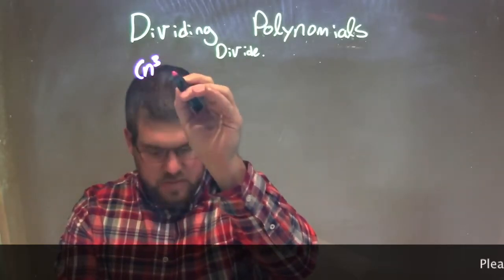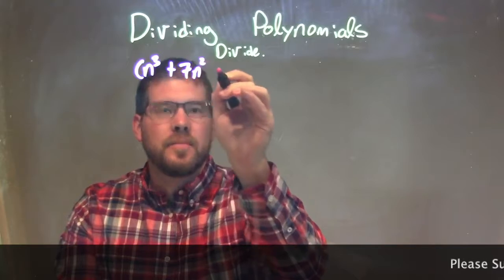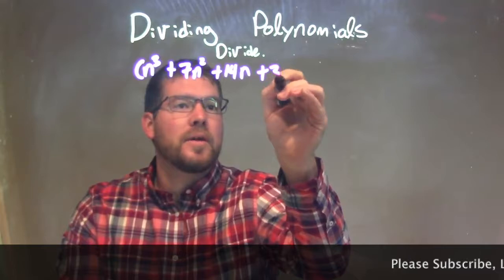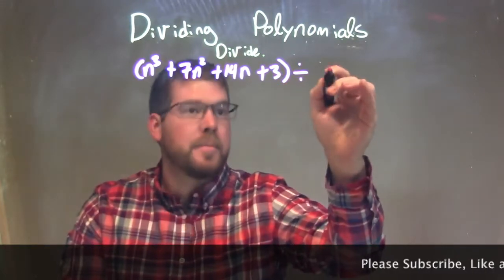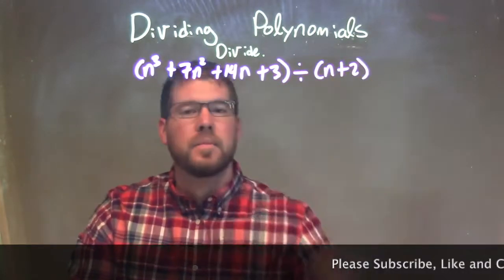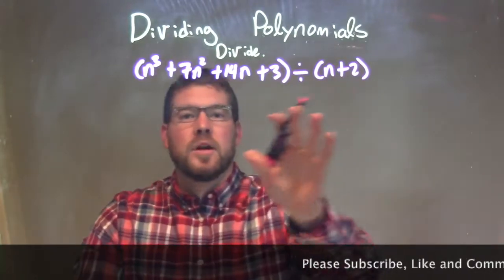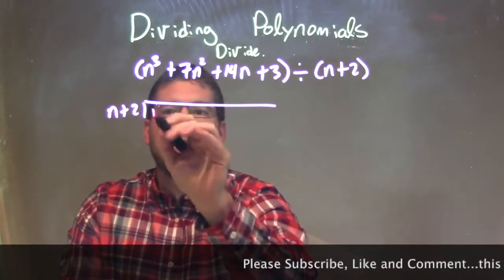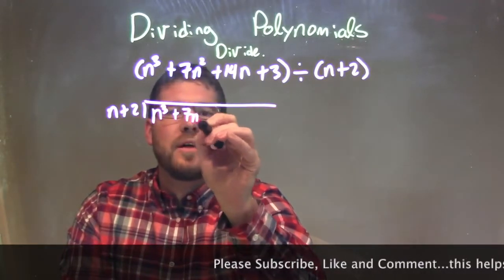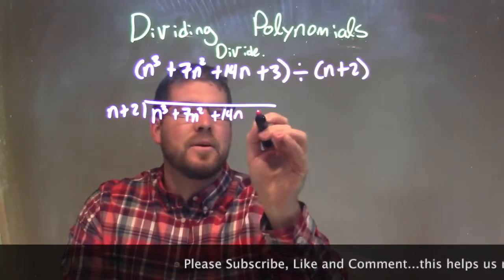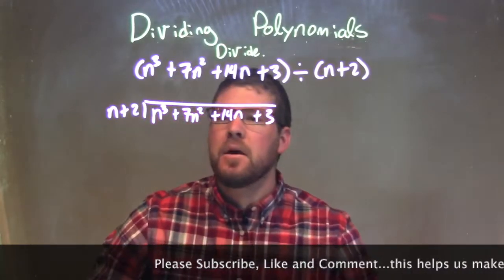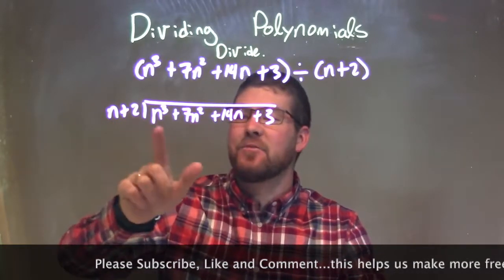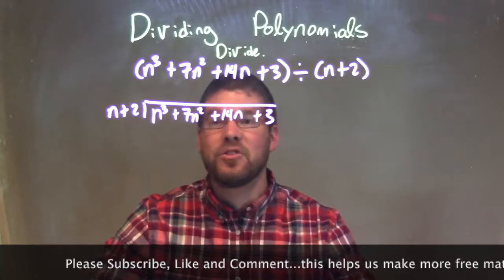n to the third plus 7n squared plus 14n plus 3 divided by n plus 2. I'm going to write this in long division form. Take my divisor, n plus 2, and that goes into my dividend, n to the third plus 7n squared plus 14n plus 3. I'm going to ask myself the question, what times n gives me n to the third power? And that is just n squared here.